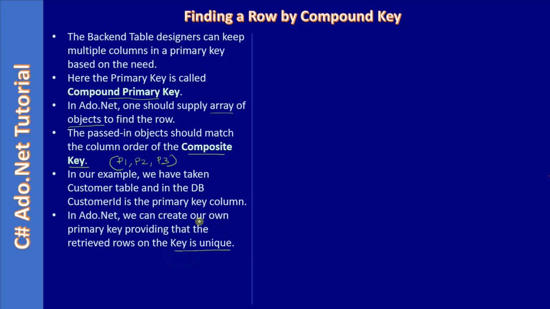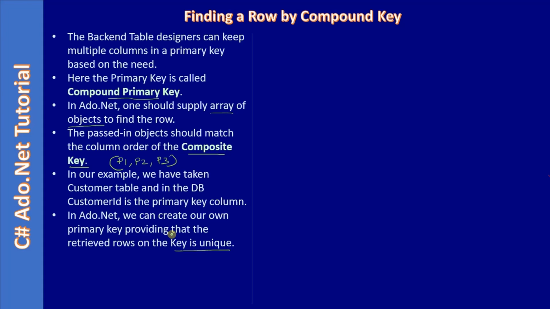So if we take this customer table example, here in the front end, we are going to form our own primary key, and the condition should be that the retrieved row should be unique. Our own primary key, in the sense we are going to mix two columns, and those two columns are not a composite key in the backend, but still we are going to treat that as a compound key, and we will proceed with the example with that assumption.